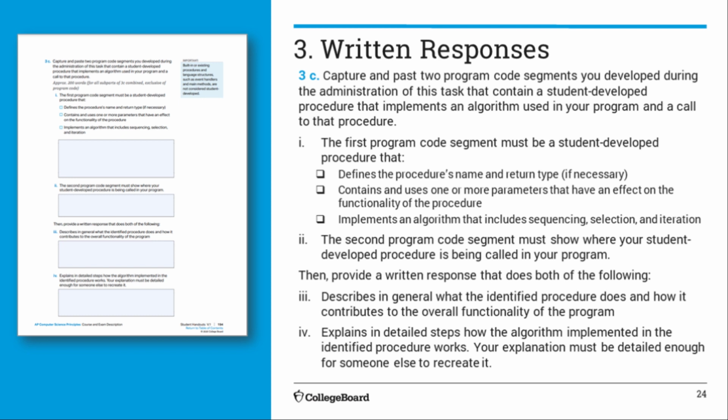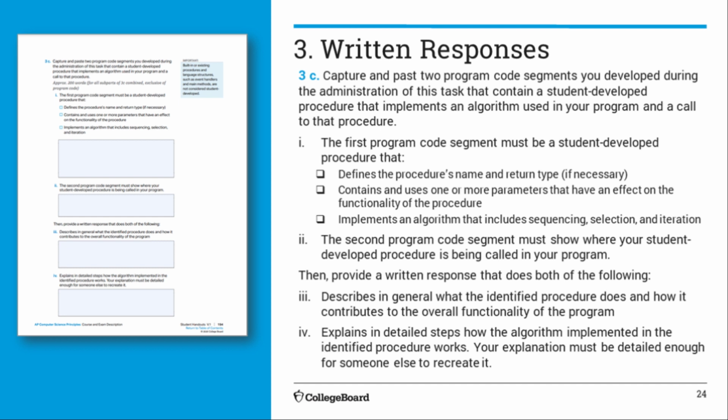Okay, for 3C, what you're doing is capturing and pasting 2 program code segments you developed during the administration of the test that contain a student-developed procedure that implements an algorithm used in your program and a call to that procedure. So the first program code segment must be a student-developed procedure that contains the name and the return type. It needs to contain 1 or more parameters that have an effect on the functionality of the procedure, and implements an algorithm that includes sequencing, selection, and iteration.